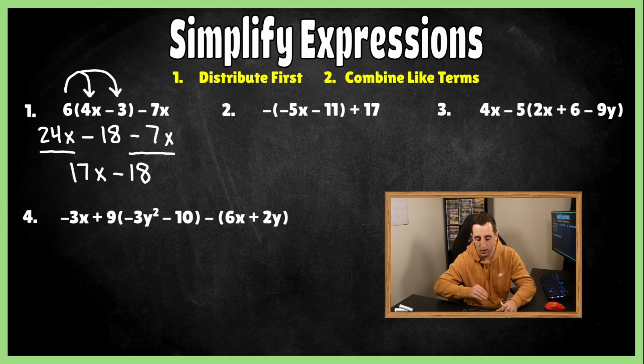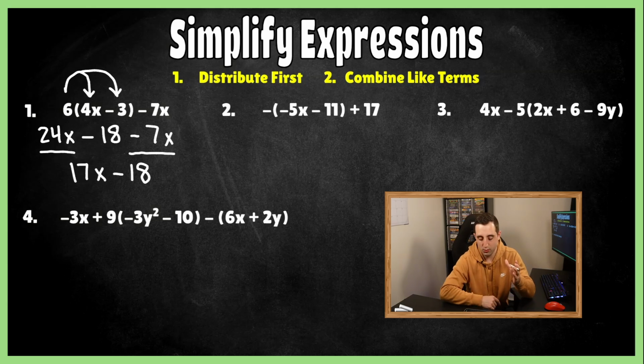And now let's go ahead and jump over to number two. We're going to do the same exact thing. Let's take a look at what's inside parentheses first. Again, we can't combine anything because there's no like terms. One has an x and one's just a constant. So we have no choice now but to just distribute the negative sign.